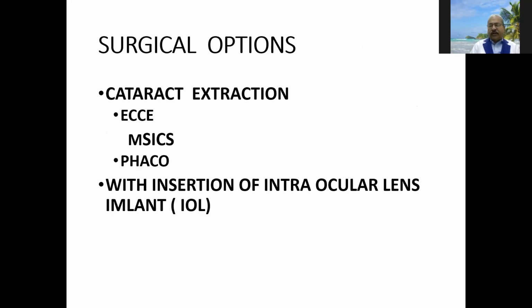Now, there are different types of cataract surgery, surgical options. Extracapsular cataract surgery is done by two basic methods. One is manual small incision cataract surgery. One is the traditional extracapsular cataract surgery. And the third is called phacoemulsification. And this is combined with insertion of an intraocular lens implant, IOL.